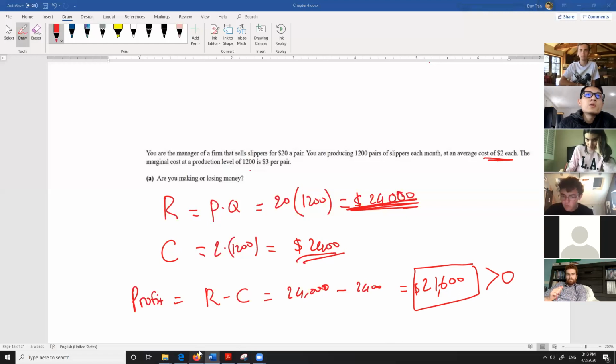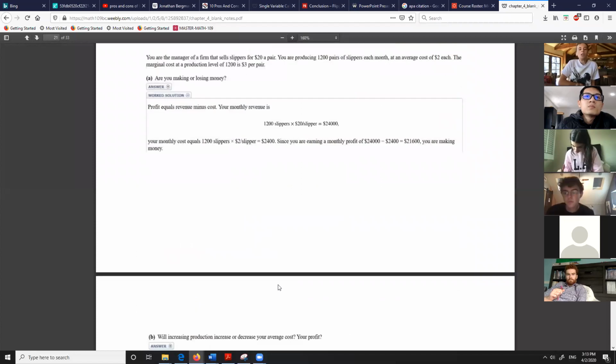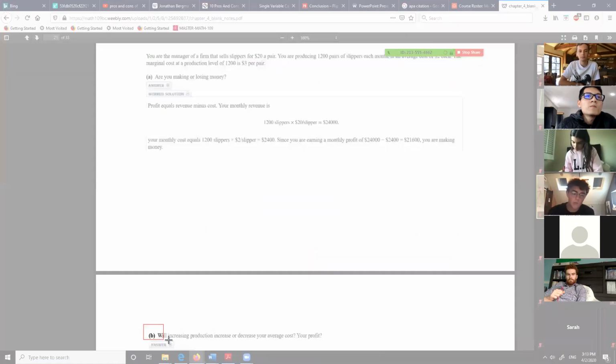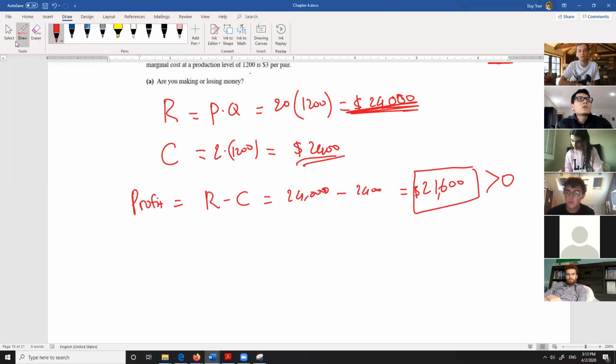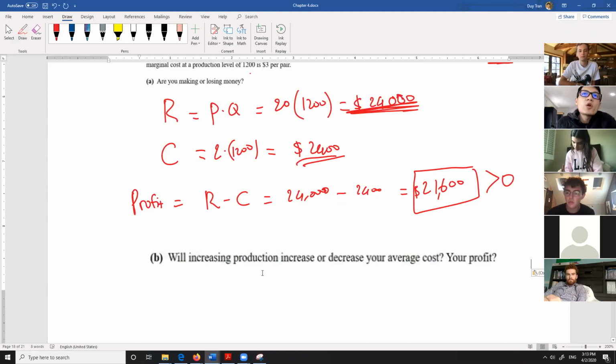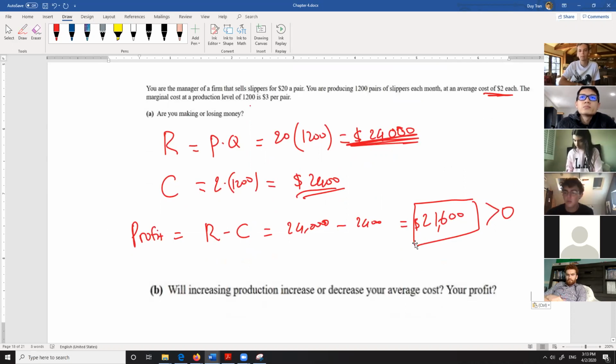Okay, let's try the next example. Okay, right here. Put it here. Will increasing production increase or decrease your average cost and your profits? What do you think about that? Think about that for half a minute, and then let me know, what do you think? Will increasing production increase or decrease your average cost? And your profits.